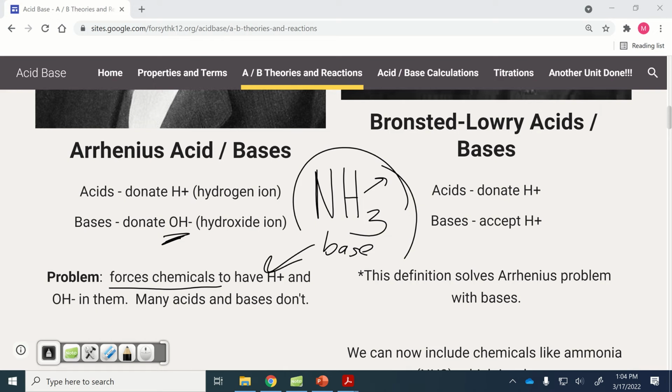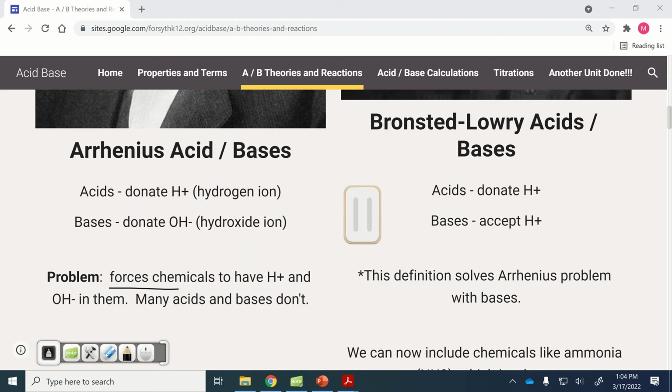It's still not bad. If it clearly has hydroxide, we know it will be a base, but we need to help identify more compounds. So the primary definition that we look at, more than any other one I would say, is the Bronsted-Lowry acid-base definition, at least in high school chemistry. The Bronsted-Lowry definition keeps the Arrhenius definition for acids. It still says acids will donate H+, so we still hold on to that.